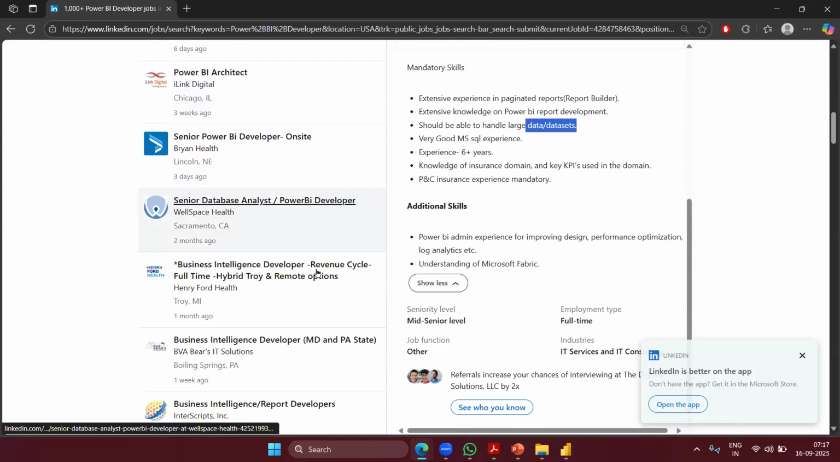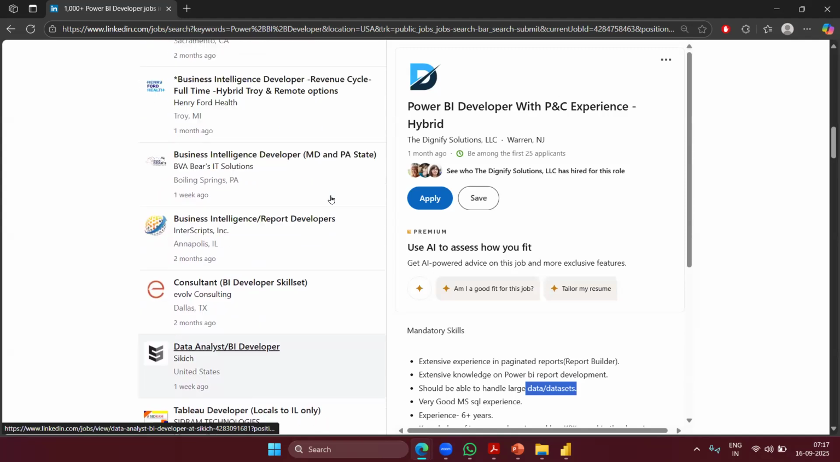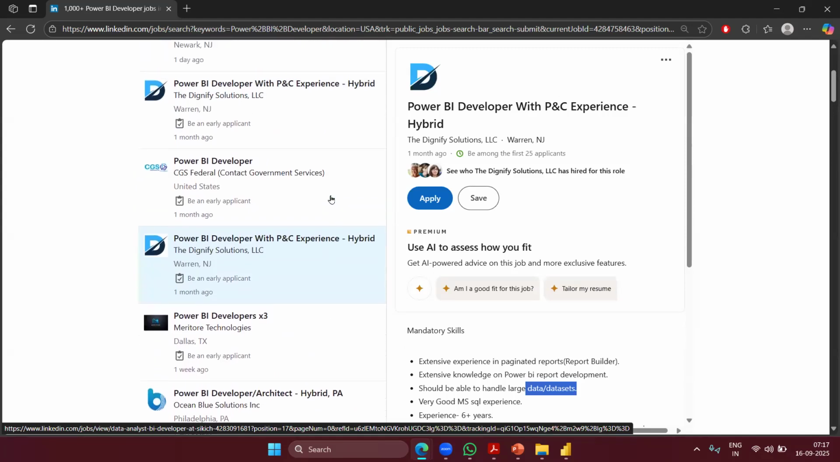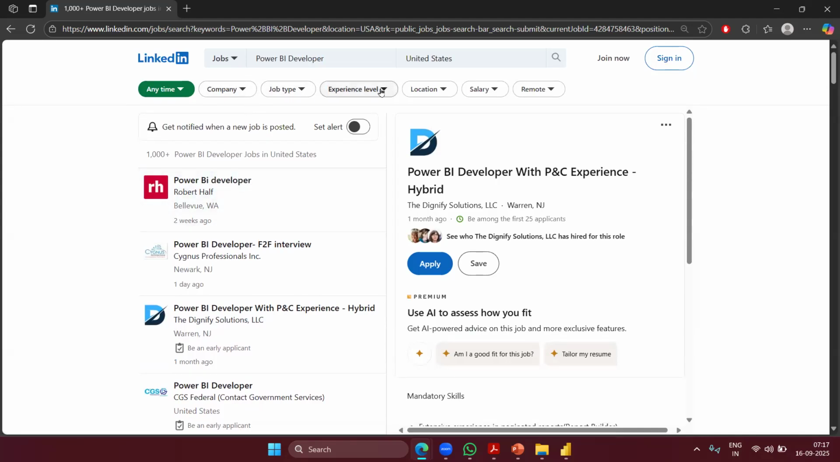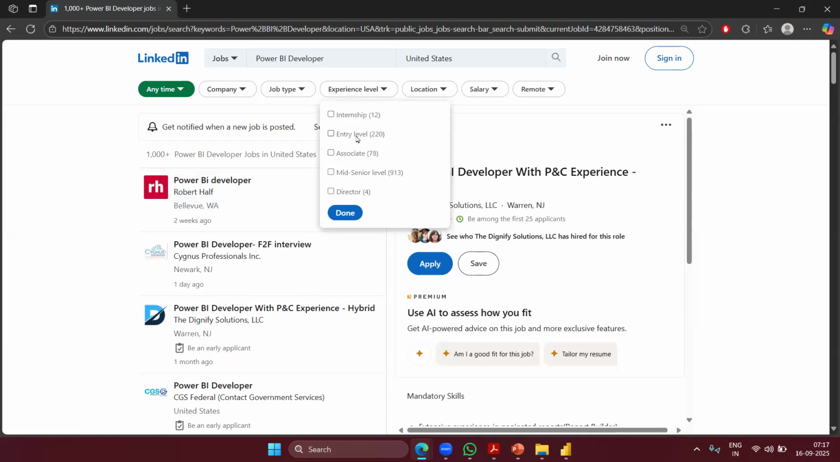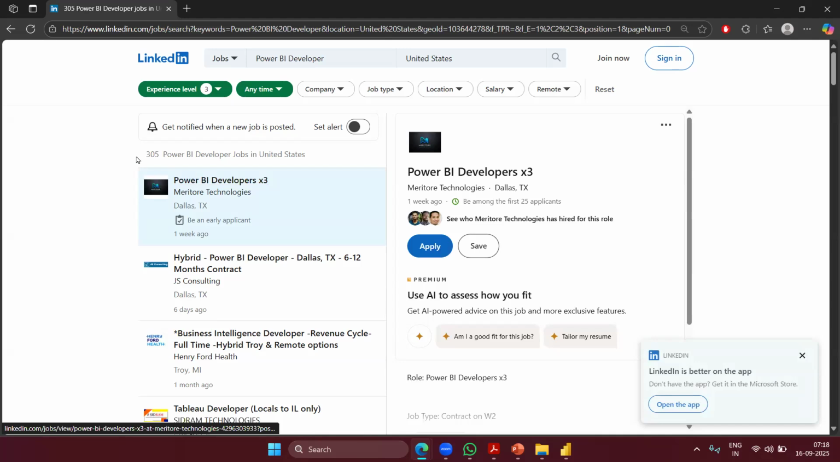So if you see, there are a good number of jobs. The job market is very good. And Power BI being a Microsoft tool, learning it is also an easier way. It's all about consistent practice. Even if I check entry level and associate, we have a good number of jobs. 305 jobs as of now.